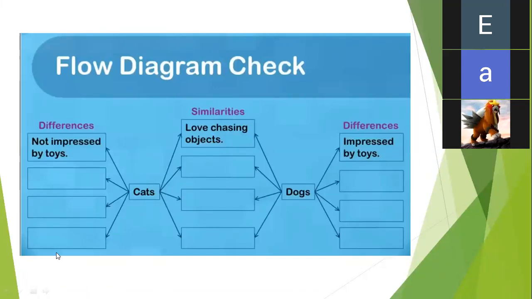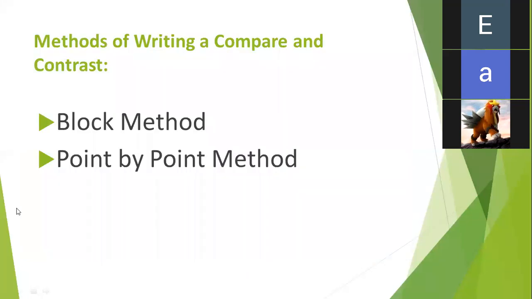Yes, Saad, you are right. Similarities are that cat and dog both are animals, right? Matthew, yes, you are correct. So now the methods of writing a compare and contrast essay. There are two methods. You already know about it: block method or point by point method.